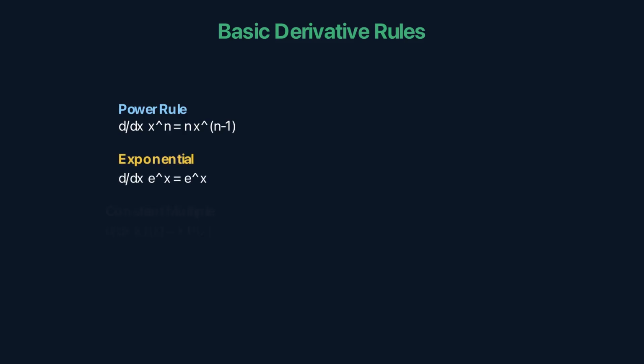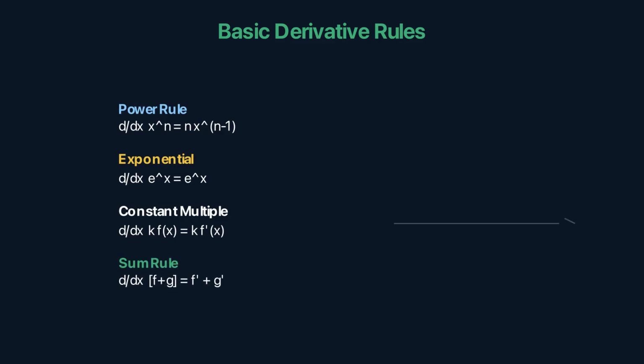A few rules cover most of biology. The power rule: the derivative of x to the n is n times x to the n minus 1. The exponential rule: the derivative of e to the x is e to the x. The exponential function is its own derivative. This is why first-order elimination produces exponential decay. It's the only function whose rate of change is proportional to itself.